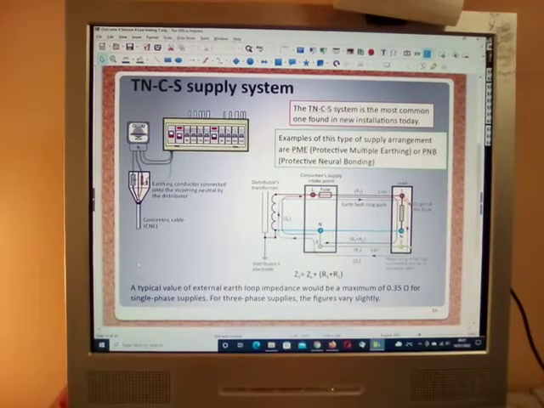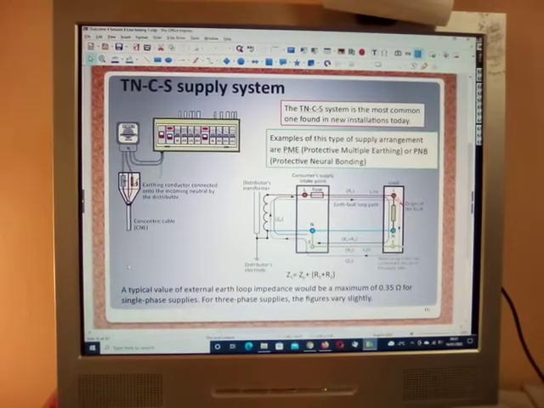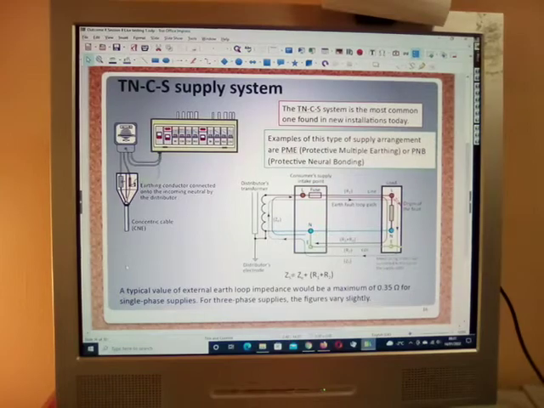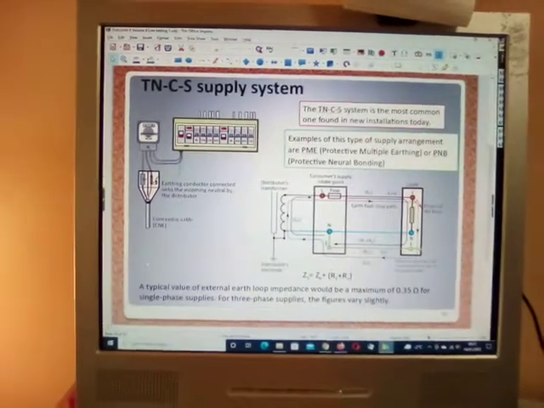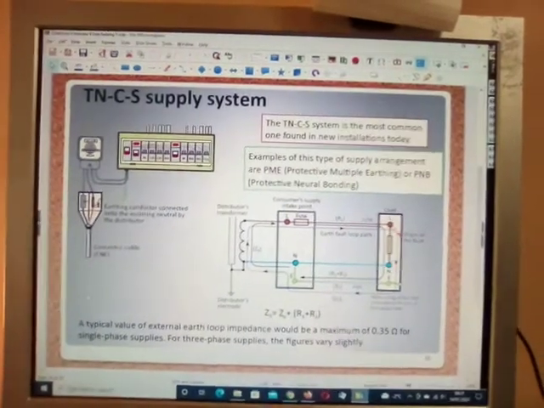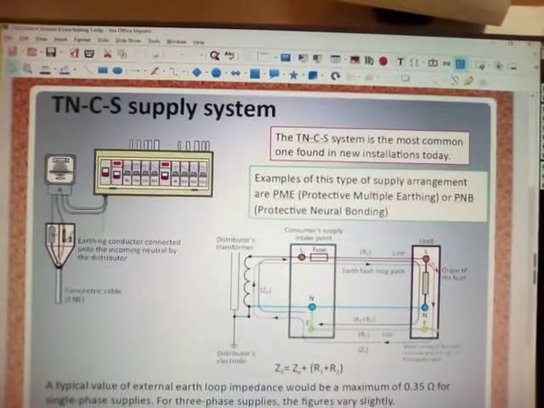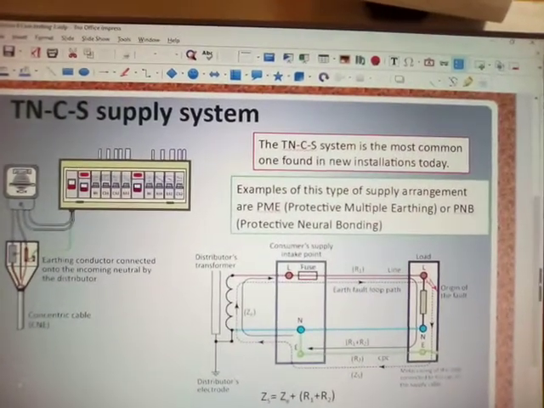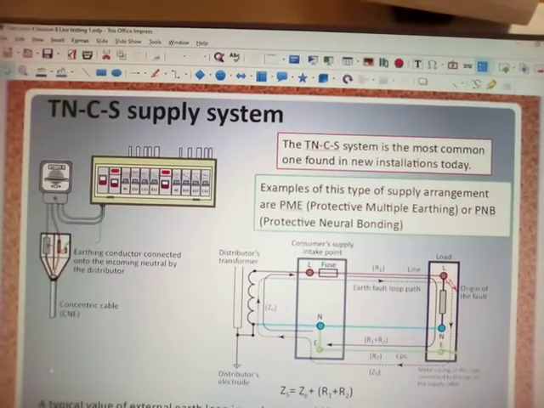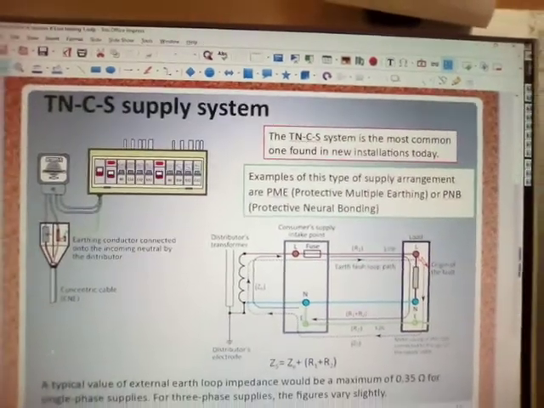TN-C-S supply system. And again, it's showing you the earthing process. And again, for your edification, make sure you are familiar with this.